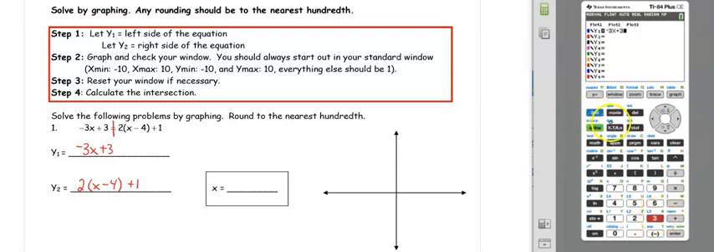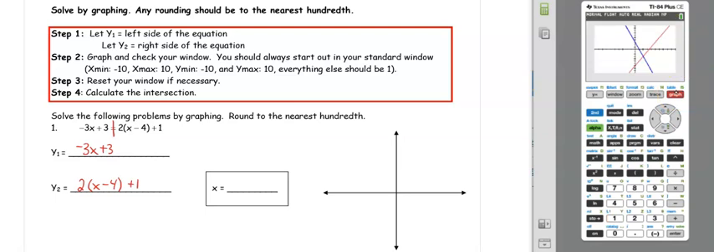The x is located on a diagonal from the second key. So again, to type that in, negative 3, I go to the second key. The diagonal is this x, plus 3. The second equation, 2, parenthesis, x minus 4, close parenthesis, plus 1. Once we have that in, we want to see the picture of it, so we are going to hit graph, and the calculator is going to draw the 2 lines for us.